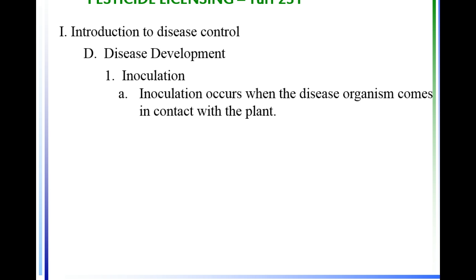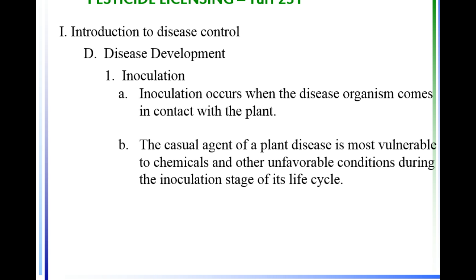Okay, so how a disease spreads, and this is what I actually got out of order here, and this is back on page 27. Disease development occurs through inoculation. So it occurs when the disease organism comes in contact with the plant. And then the causal agent, that should say causal, not casual, it should be CAUSAL, agent of the plant disease, is most vulnerable to chemicals and other unfavorable conditions during this stage of its life cycle because it's just starting, okay?